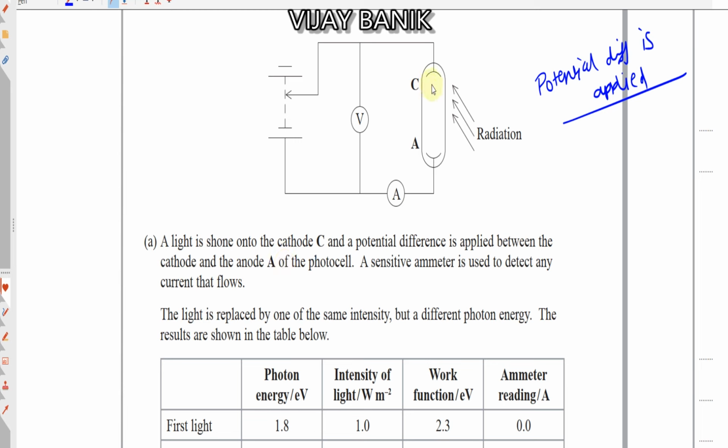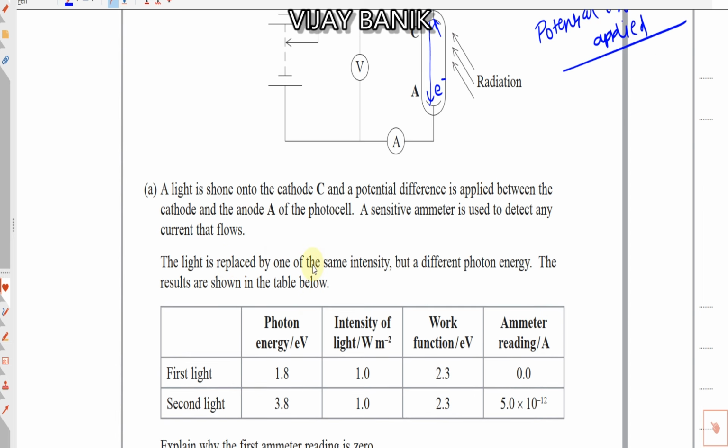So we know when the radiation hits it, if the light is more than threshold frequency, an electron from here will come over here. A sensitive meter is used to detect any current that is flowing. Now, this light is replaced by one of the same intensity. So they kept the intensity the same. That means the number of electrons should be the same. I said this in previous videos. If the intensity is the same, the number of photons is the same, therefore the number of electrons emitted is the same. Therefore the current is also supposed to be the same.